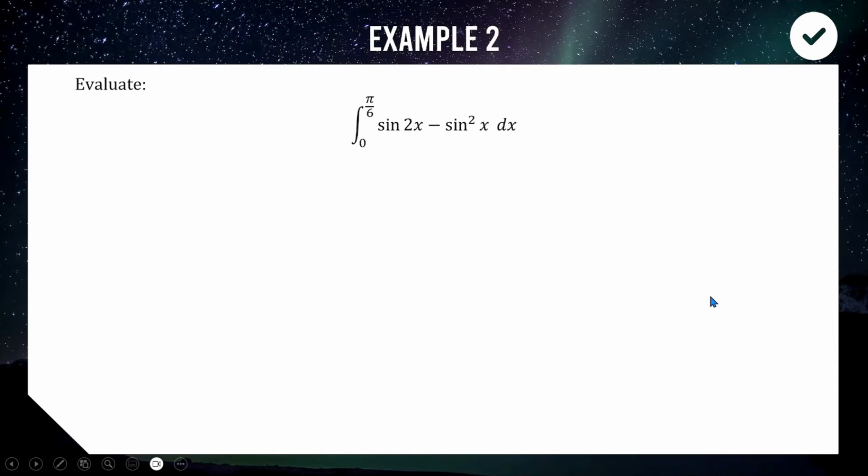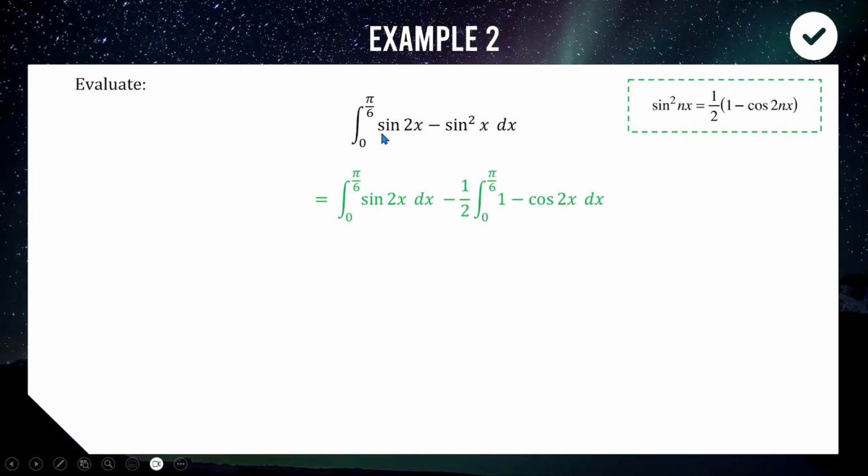Okay, example 2, similar idea. We've got some trigonometry, and as soon as we see integration and a sine squared, we've got to go to the reference sheet in case we've forgotten this, because this is our substitution for sine squared to make it more integration friendly. So splitting it up again, we'll just do the sine 2x at the front. We still have our limits on both integrals. The sine squared has turned into a half out the front of 1 minus cos 2x.